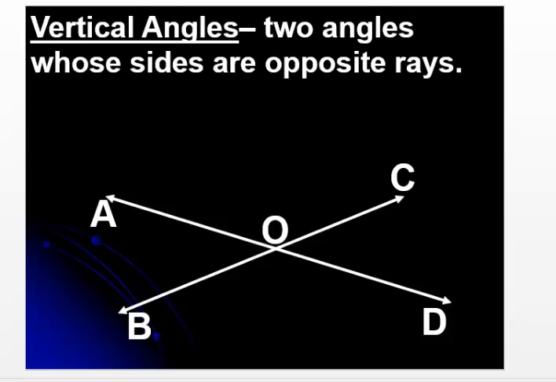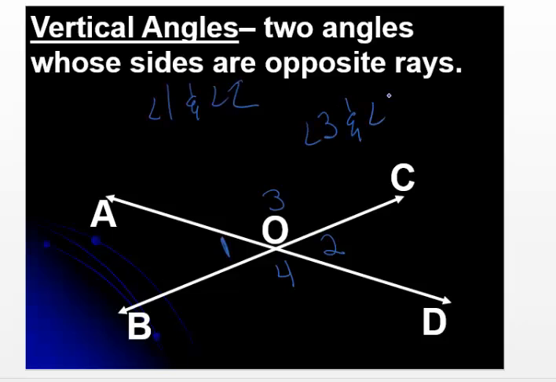The next word we're going to talk about is vertical angles. And those are two angles whose sides are opposite rays. Notice that if I label these 1 and 2, 1 and 2 are vertical angles. They make a perfect X. That's what I like to call it, perfect X. 3 and 4 are also vertical angles. I can also name angle 3 AOC and I can name angle 4 BOD. There's just different ways to name angles as we have seen.